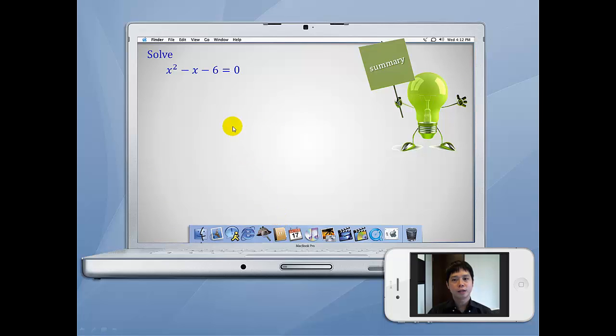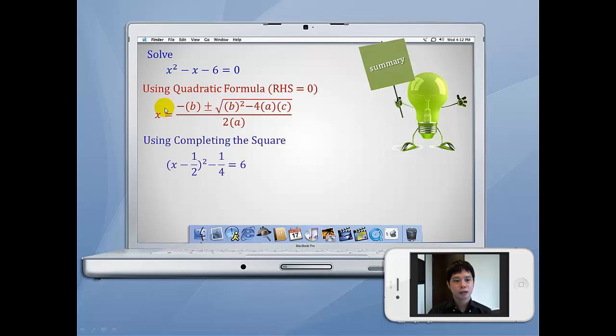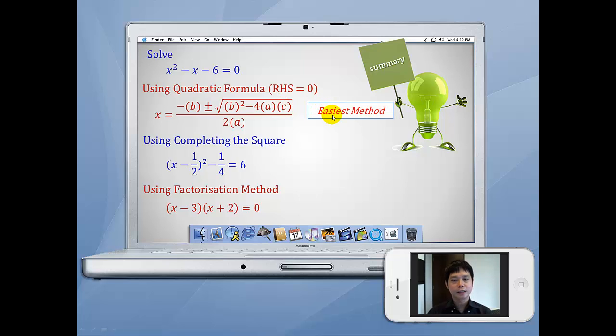In summary, when we are asked to solve a quadratic equation like this, we have learned to do it in 3 ways. First, we can use the quadratic formula which we have just learned. Next, we can use completing the square. Or we can use the factorization method. Now, there are some pros and cons to every method. For the formula, it may be a bit long at the beginning, but I'm sure you'll get it real soon. It is actually the easiest method and I would strongly advise using this.